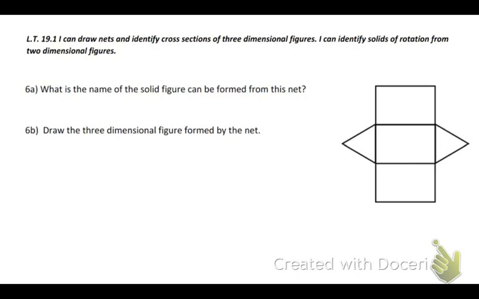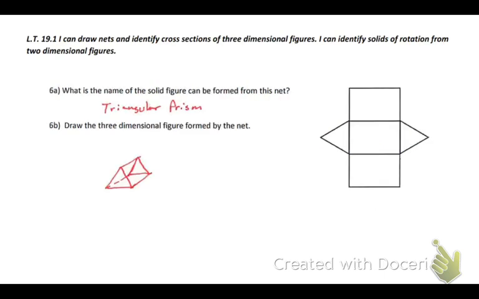All right, this one says, what's the name of the solid figure? These are named by the shape of the bases. The bases are triangles, and the sides are parallelograms, so this is a triangular prism, and it would look like this if you folded it up.